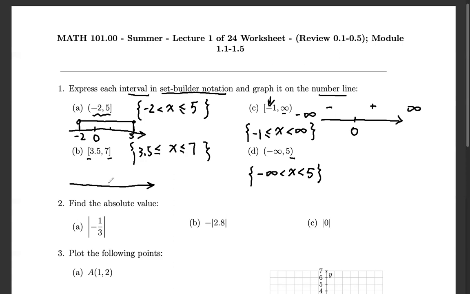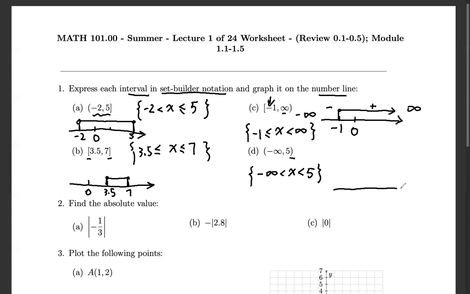Similarly for B, let's see, 0 is here, 3.5. Well, 7 doubles 3.5, so this is 7. And both sides brackets, so we make a solid dot, and all the numbers in between. And C, -1, let's see, this is -1. Including -1, make a solid dot. Up to infinity, so we draw, then we indicate with an arrow. It keeps going on the right-hand side.